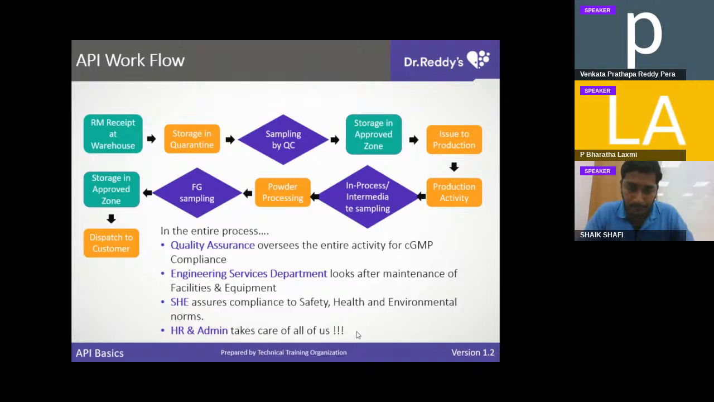Lakshmi? Yes, yes. We are getting answers. Good manufacturing practices. Absolutely right, guys.